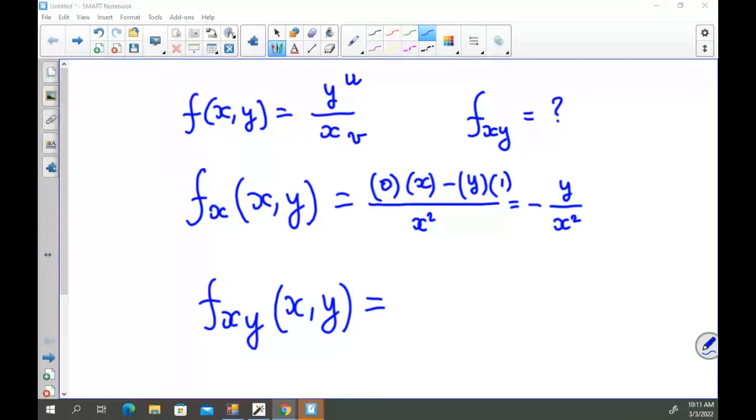Now you take this fx and you differentiate it with respect to y. What rule can you use again? The quotient rule. Fine, no problem. So try the quotient rule again with respect to y this time. And see what the answer will be.